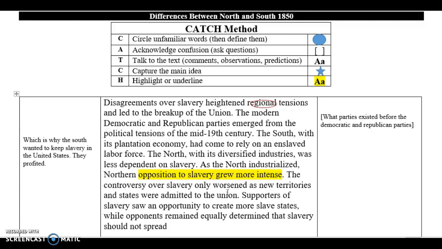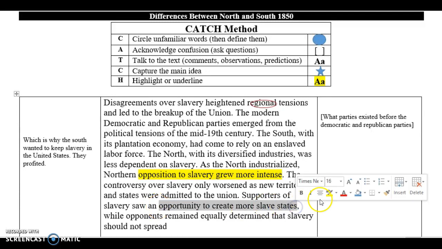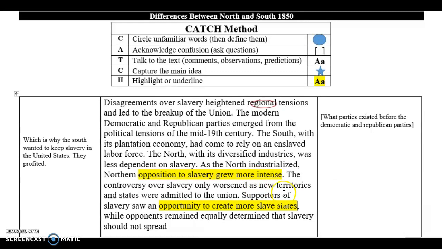The controversy over slavery only worsened as new territories and states were admitted to the Union. Supporters of slavery saw an opportunity to create more slave states, while opponents remained equally determined that slavery should not spread. So I think, again, this is a main idea. Supporters of slavery, with the addition of new states as it grew, saw an opportunity for more slave states and therefore more revenue. So I believe that the main idea is going back to the first sentence.